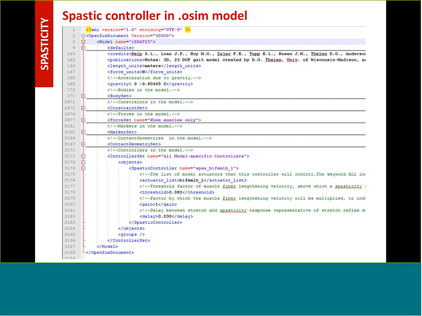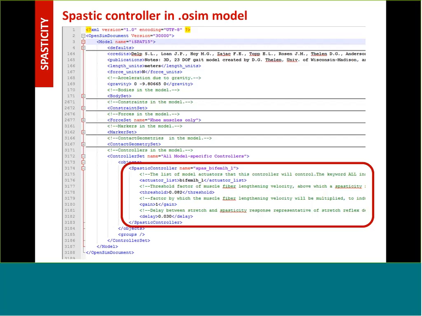As you can see here, in the bottom you see a controller added, in which you choose the muscle on which it acts and the values for the 3 parameters: threshold, gain, and delay.